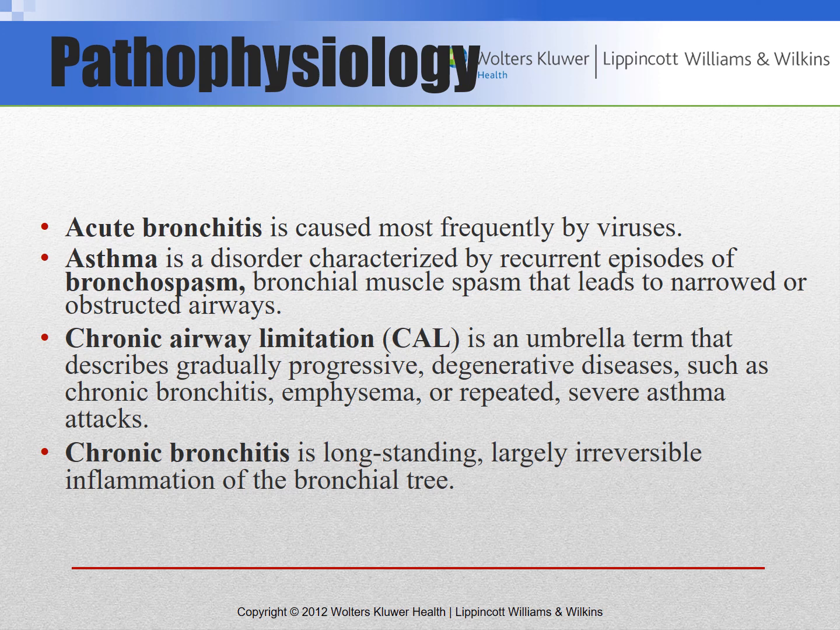Specifically in CAL, that's where we have gas exchange being lost and an increased energy required to breathe. Chronic bronchitis is a long-standing, largely irreversible inflammation of the bronchial tree, and it also can be caused by chronic sinusitis.